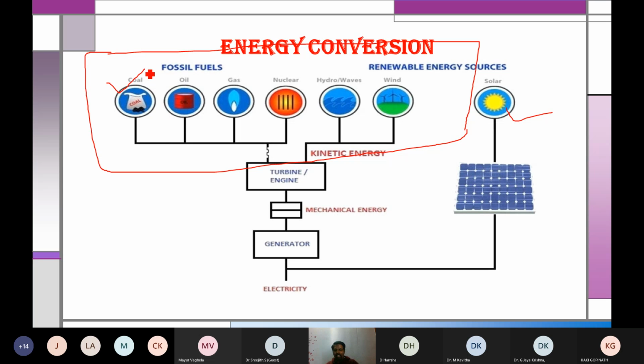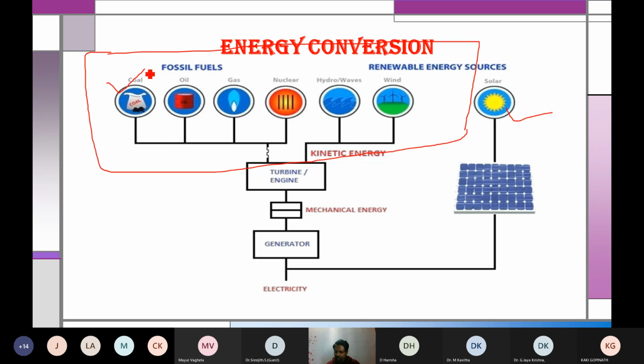Solar is on one side, which is a direct conversion of solar radiation to electric power, whereas all the others which are given in this picture have a lot of intermediate stages, by which only electric power is generated. So a lot of power loss will be there in these kinds of power conversions. Okay, so that is the difference.